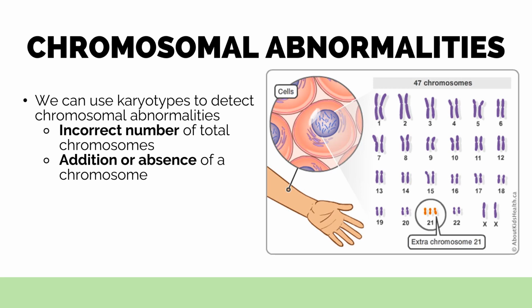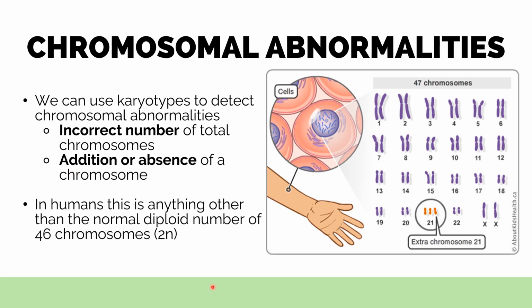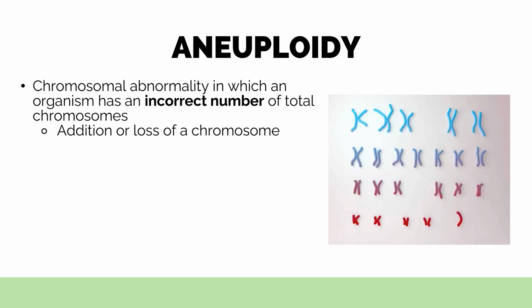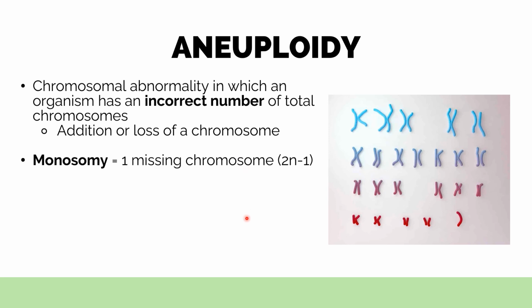But you can also use karyotypes to identify chromosomal abnormalities in terms of an incorrect total number of chromosomes, which is because of an addition or an absence of a chromosome. In humans, anything other than our normal diploid number, so anything other than 46, will be an abnormality. When we have an incorrect total number of chromosomes, we call this aneuploidy. This can be an addition or a loss of a chromosome.